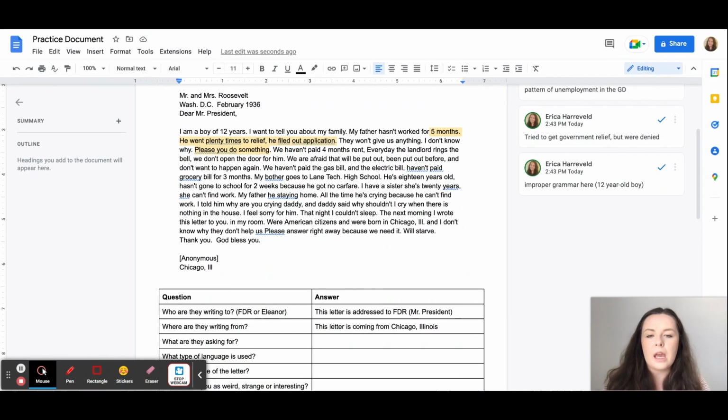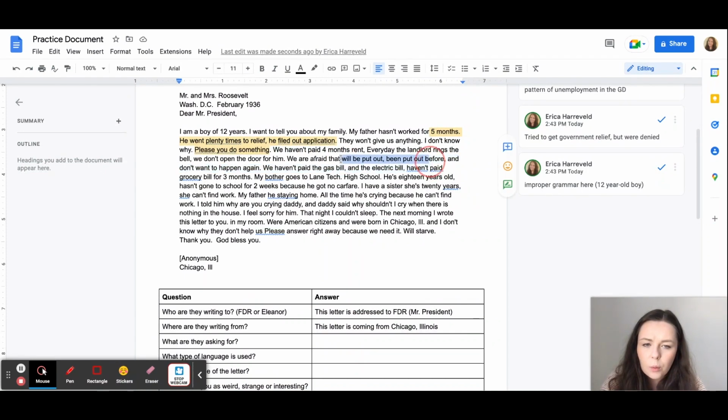We haven't paid 4 months rent. Every day, and notice it's the same sentence, but he capitalizes. Every day the landlord rings the bell. We don't open the door for him. We are afraid that we will be put out. Been put out before and don't want to happen again.